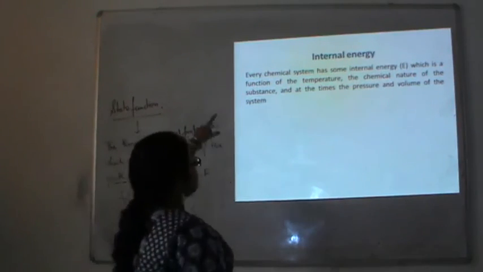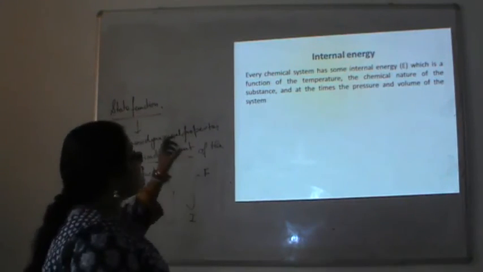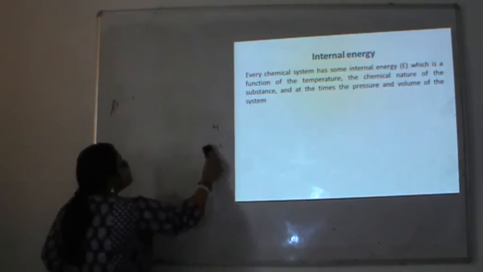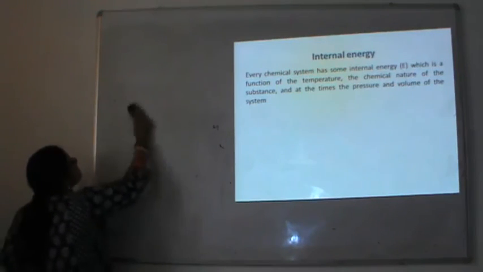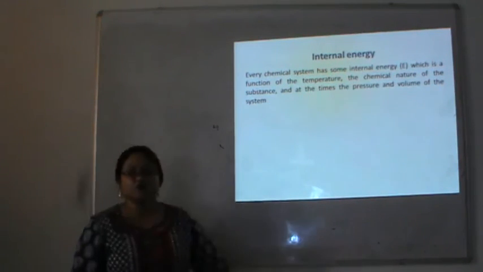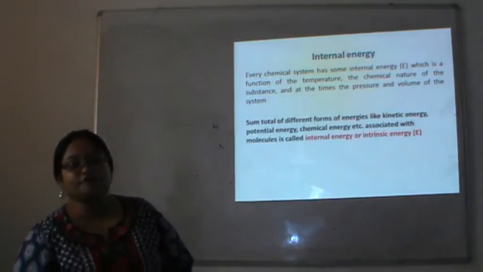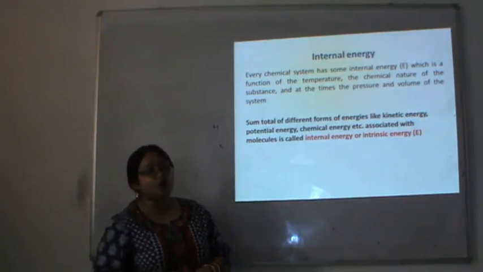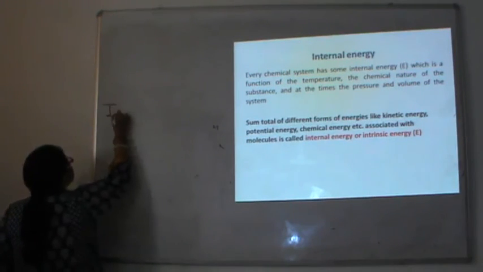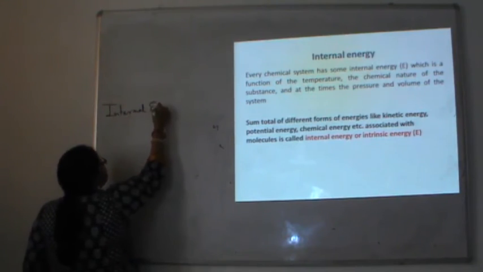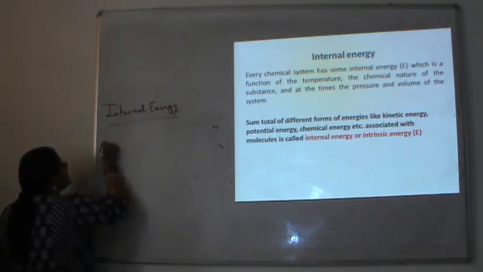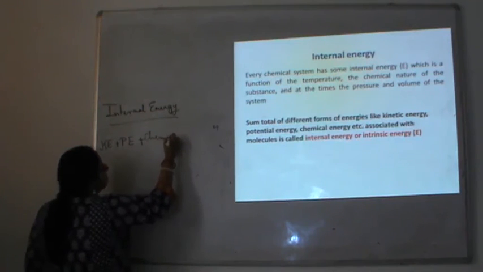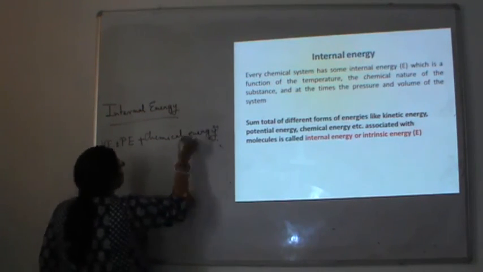So every chemical system has some internal energy E, which is a function of temperature. E is a function of temperature, and the chemical nature of the substance and the pressure and volume of the system. So what is the definition of internal energy? Sum total of different forms of energies like kinetic energy, potential energy, chemical energy, etc. associated with the molecule is called internal energy. It is the sum total of kinetic energy, potential energy, chemical energy associated with the system.